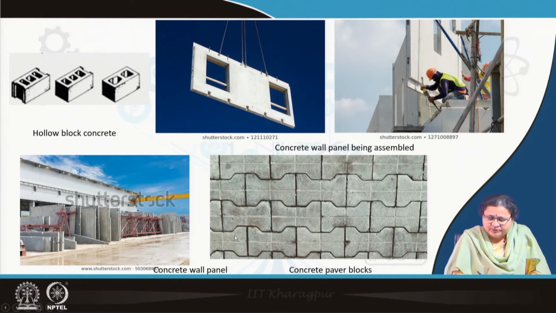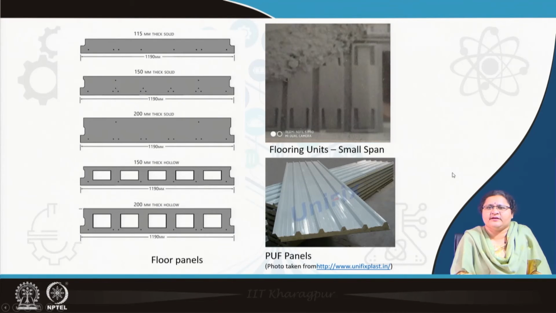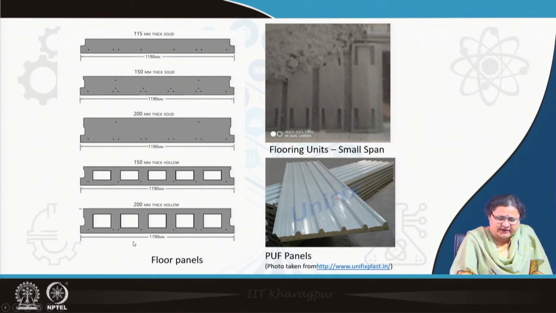Here you see some more patterned items. These are paving blocks. These are also precast concrete units. So, in our basket we have so many things. We come to the roofing part. In this picture you see there are a number of sections. We will elaborate on these later.